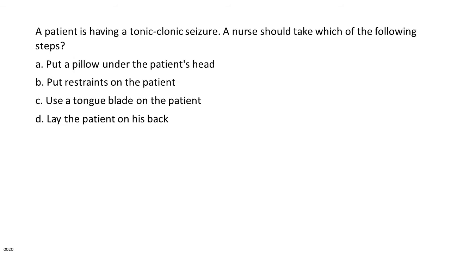A patient is having a tonic-clonic seizure. A nurse should take which of the following steps? A. Put a pillow under the patient's head. B. Put restraints on the patient. C. Use a tongue blade on the patient. D. Lay the patient on his back.